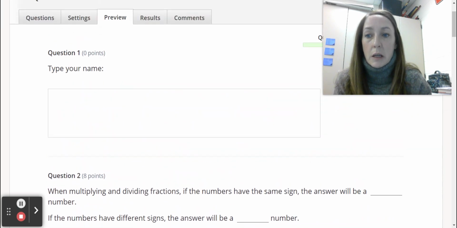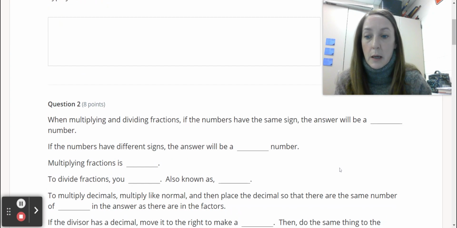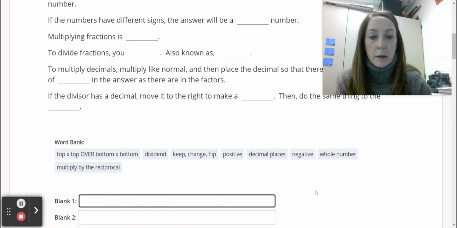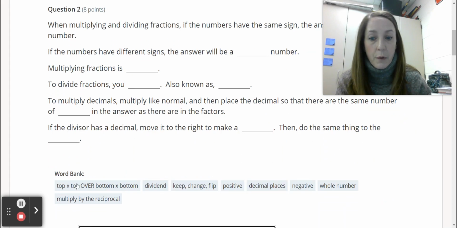So the first question is type your name, and this is for 2 attempts, and the high score will be taken. Question number 2 is a fill in the blank. This is partially vocabulary and partially how to do the skills that we learned in this lesson. So when you click on blank number 1, it will show you what you are filling in. When you read that sentence, just select the word or phrase from the word bank. Don't try and type into that blank because you might spell it wrong or not type it exactly how the answer key is set up.